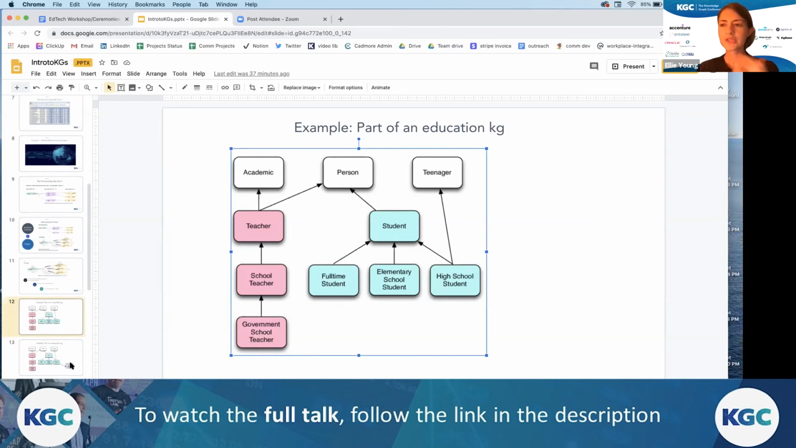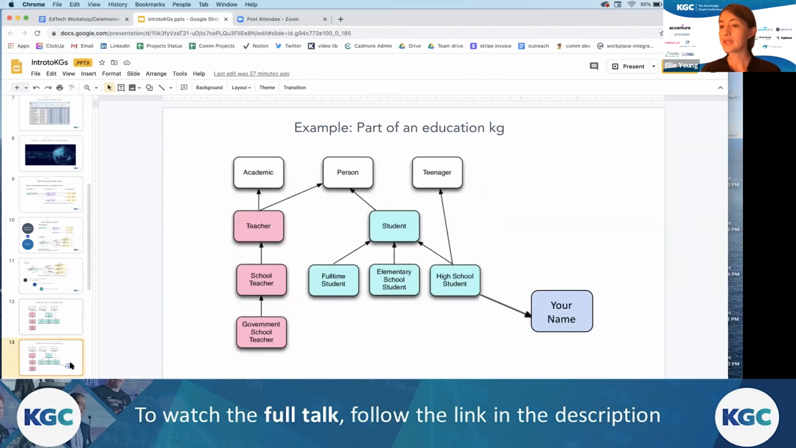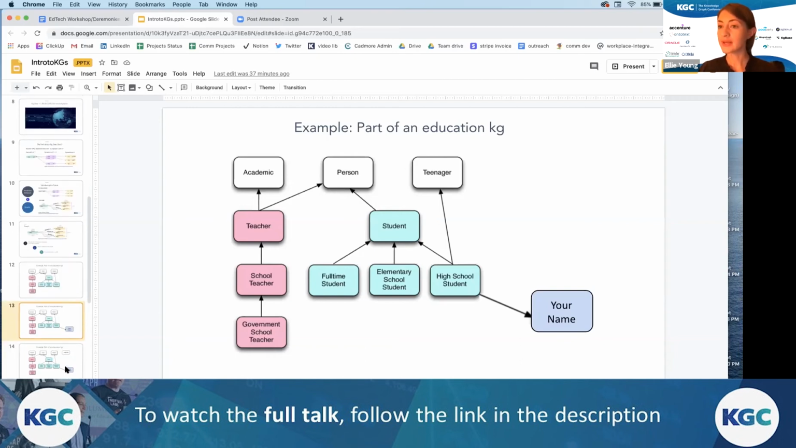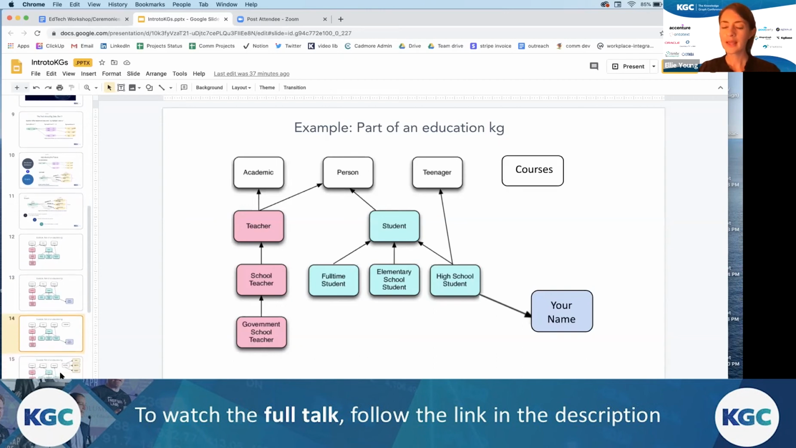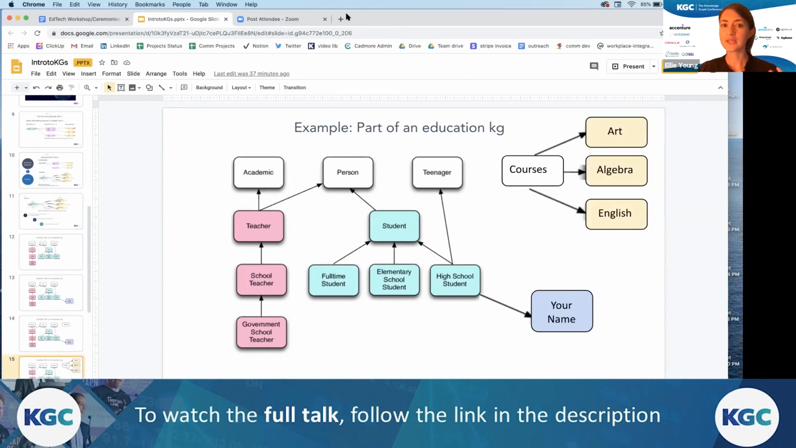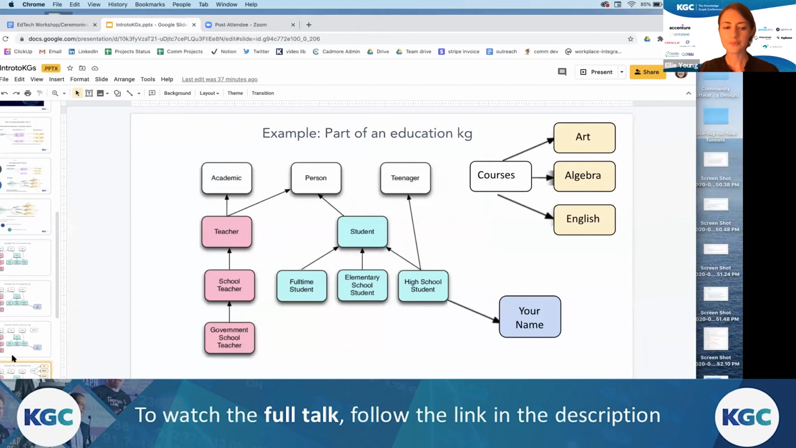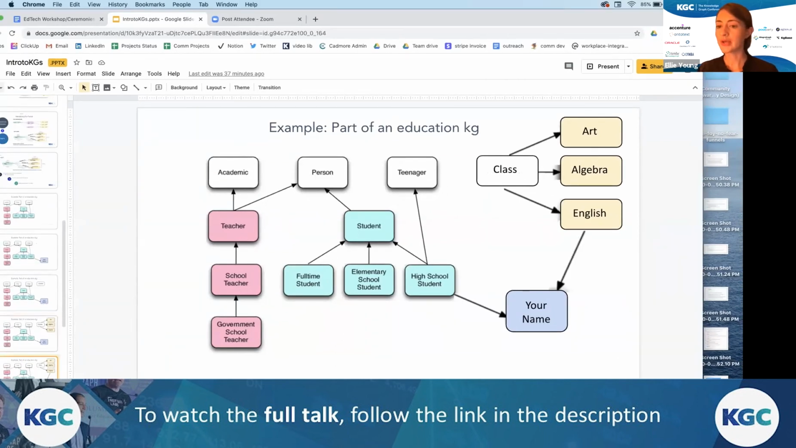So you would start with something like this if you were thinking about a person in education, and you might do something like add your name into a schema, right? So now all of a sudden we have an instance of this high school student persona, and it's your name, right? And then we might want to know what classes you're in. So we could have a new subject called courses. And then we could break that down into the different kinds of courses that are available, like arts and algebra and English. And then we can show which courses you're in. So you are in English, let's say.